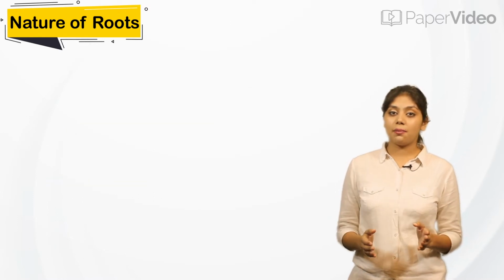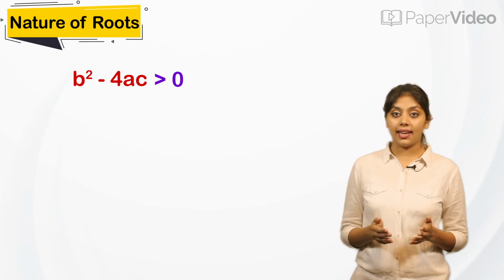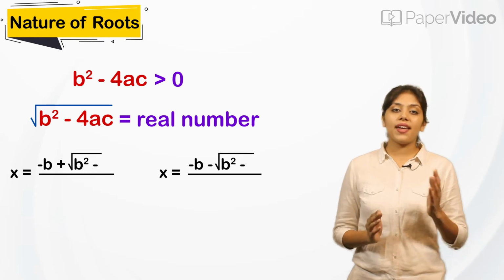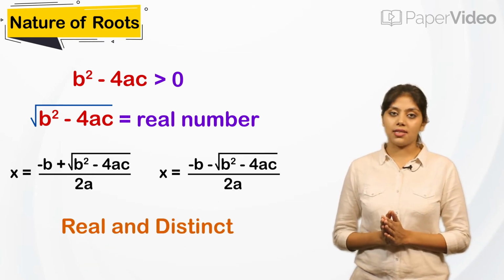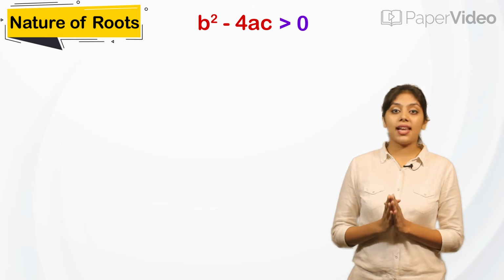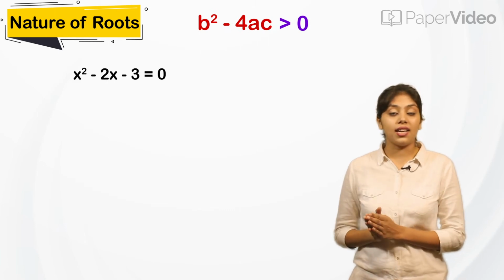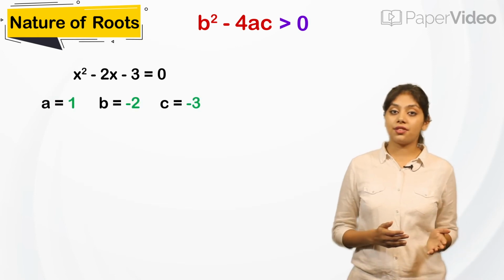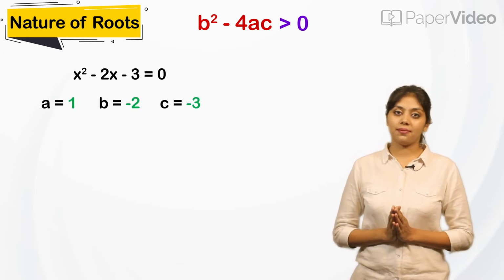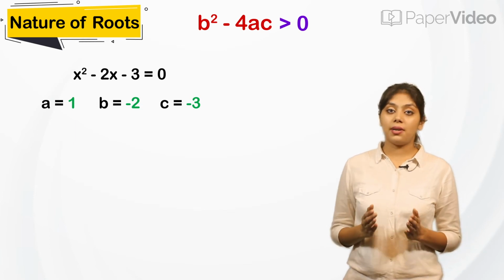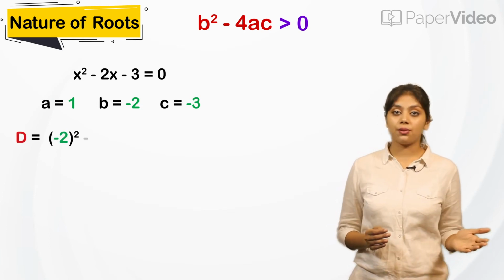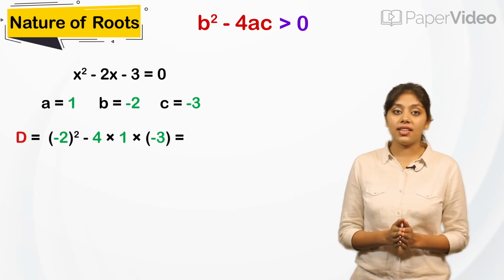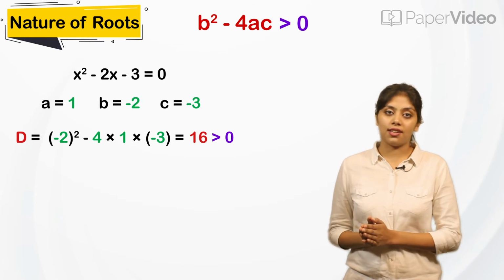If the value of the discriminant is greater than 0, then its square root will be a real number. Thus, the value of x will be two real and distinct numbers. Let's consider an example x² - 2x - 3 = 0. Here, a is 1, b is -2 and c is -3. So, value of discriminant is equal to (-2)² - 4 × 1 × (-3). On solving this, we get 16, which is greater than 0.